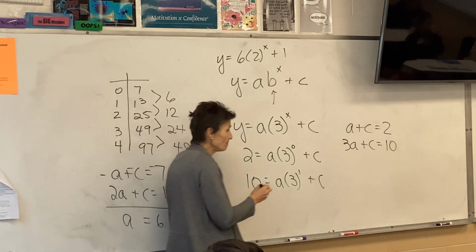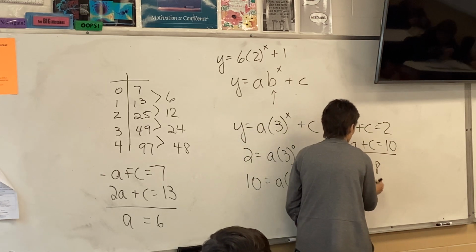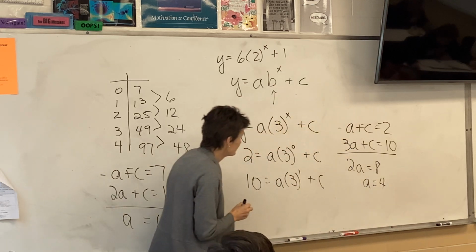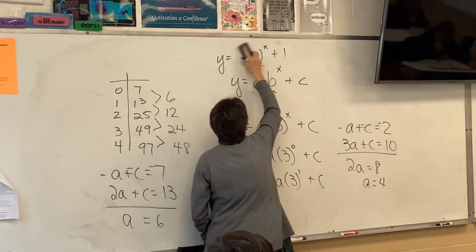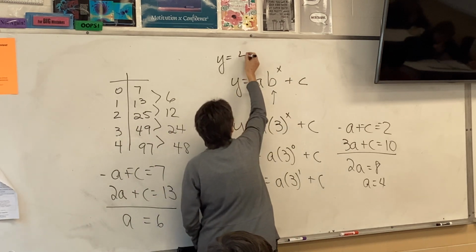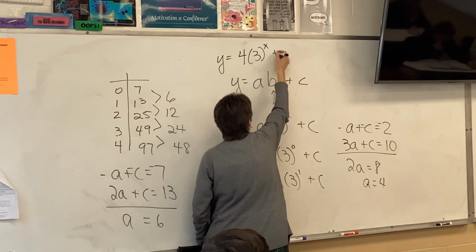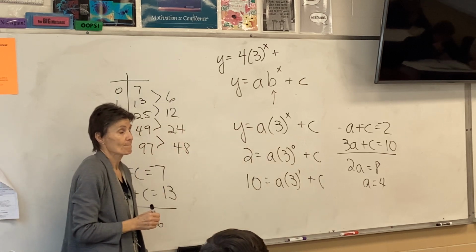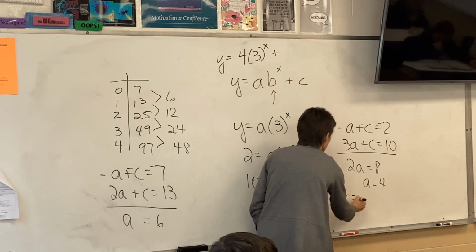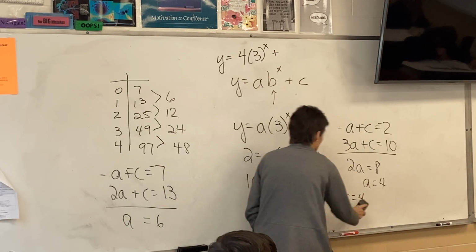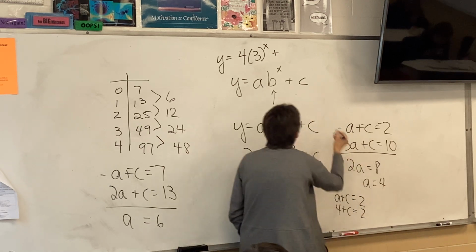And we'll solve that system however you want to do it. I got my A to be 4. Check that arithmetic. Does that look right? So now my A is 4. My B is 3. And I have to figure out my C. I know that A plus C is 2. But A is 4. Yeah, I think you're right, Kennedy. C is -2.